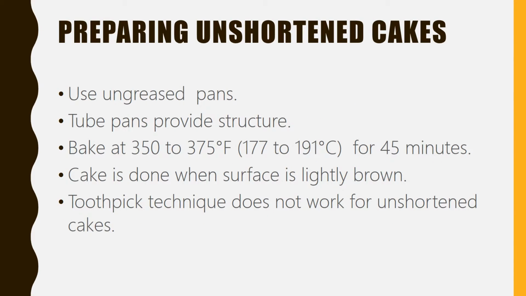There are a few different steps when it comes to preparing an unshortened cake. Use ungreased pans. 2 pans are used for structure. You bake at an average of 350 to 375 degrees Fahrenheit for 45 minutes. Cake is done when the surface is lightly brown. However, unlike shortened cakes, with unshortened cakes you cannot use the toothpick technique because it does not work.